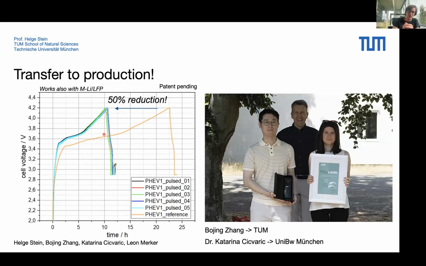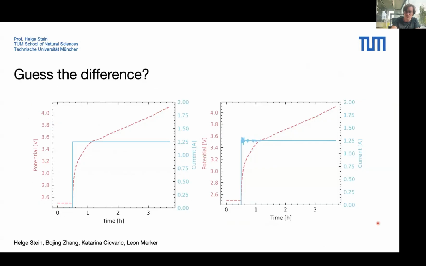So here we actually have a process that makes a thinner SEI that, however, leads to a comparable and slightly better cycle performance at 1C than those that were actually formed with this classical CCCV kind of procedure. And the cool thing is that this was then actually honored by the KIT Ideenpreis with the first place. So this is Bojing and Katharina holding up the prize. So Bojing is now moving here to TUM, and Katharina actually just moved to the University of the Bundeswehr here in München as well.